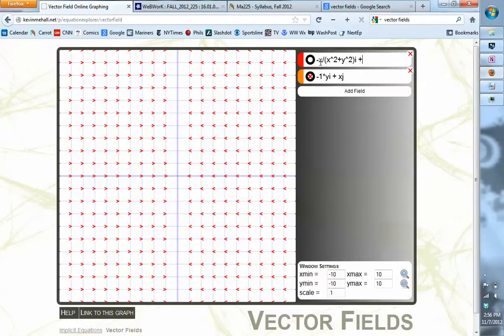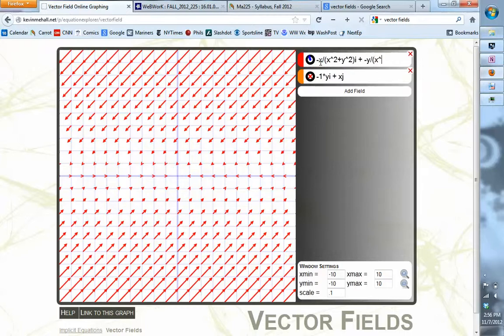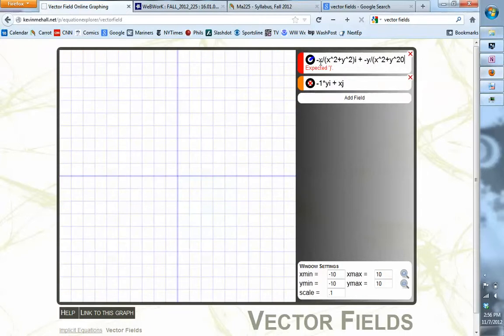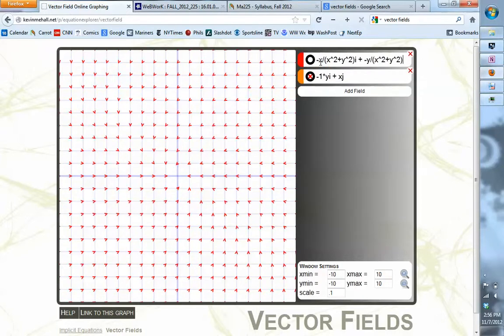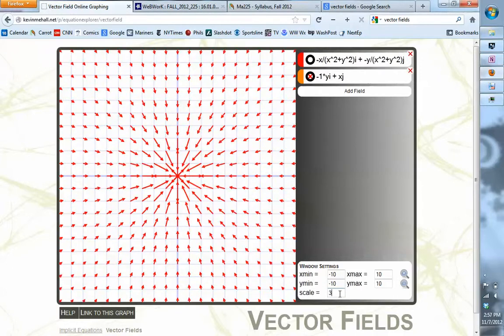So there's that plus... okay, and I think, yes, I need a J in there. Thank you very much. Okay. Let me crank up the scale on this to like 3. Okay. Physics people, what does this evoke? Okay, I'll buy that. What else?